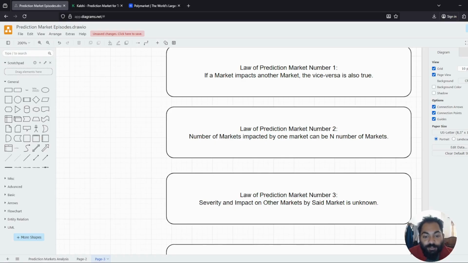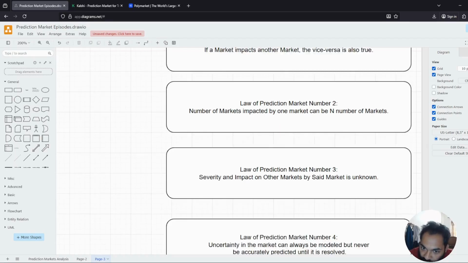Law of prediction market number 3: the severity and impact on another market by a given market is unknown. You cannot measure the severity and impact of another market by a given market, because for that you would have to have something like AGI. Even then, with the real-time transient nature of the market data, it's really hard to even get to that point. Maybe in 10 years we'll have a quantum computer able to calculate that prediction. Even that I doubt.